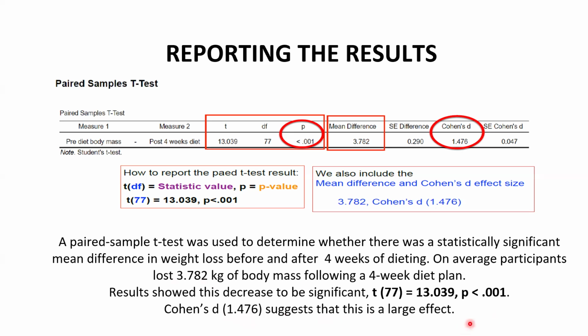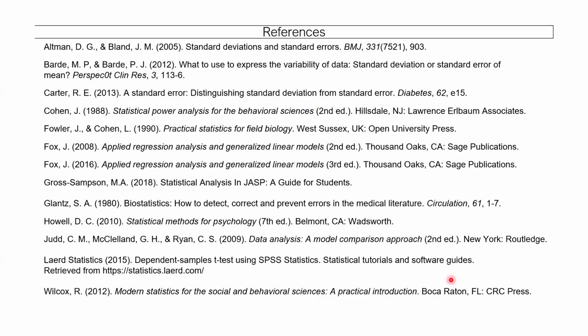So this is how we interpret JASP output in running a paired samples t-test. And I have a list of references here to end our discussion.